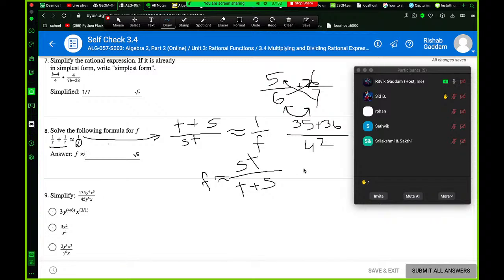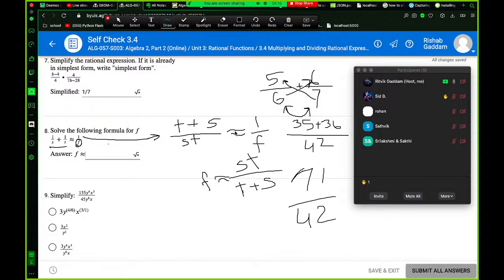And you're adding these two, so that's 71 over 42. That's basically how you do those kinds of problems. And so it's the same case over here also. Yeah, it's the exact same thing. You just do t plus s over st.